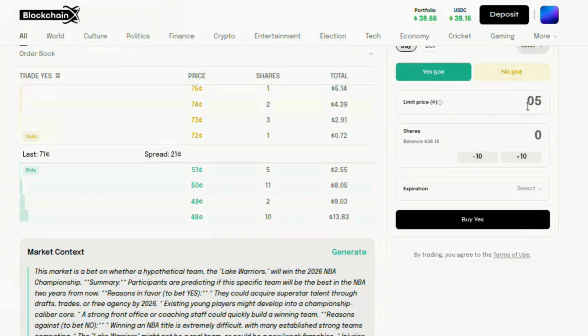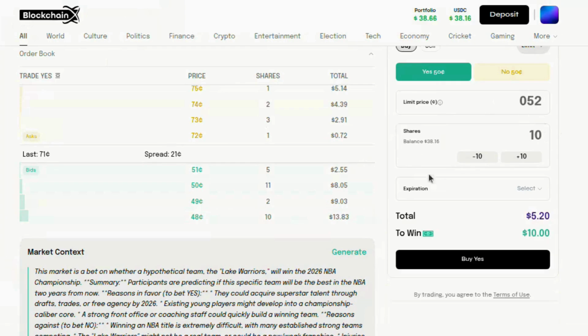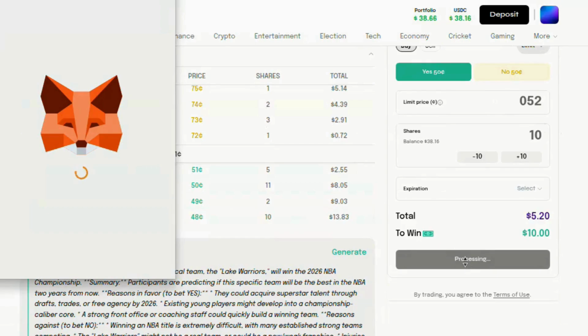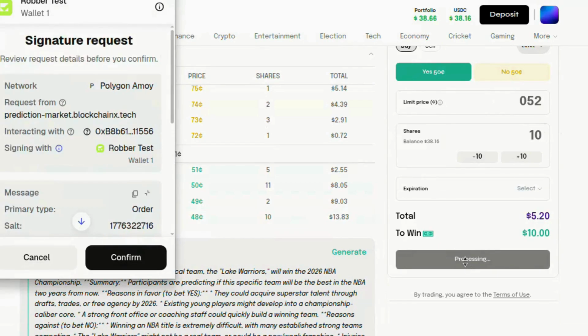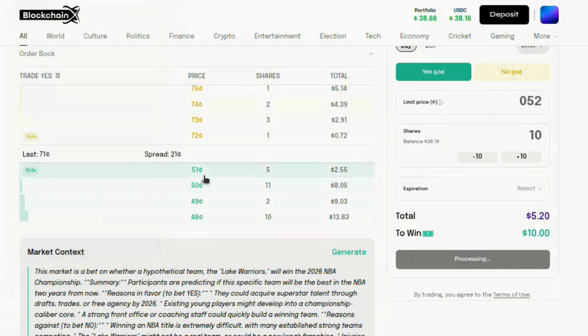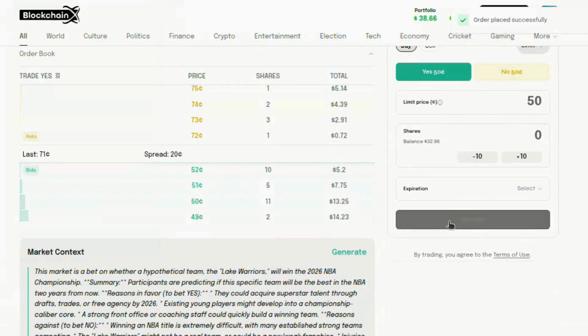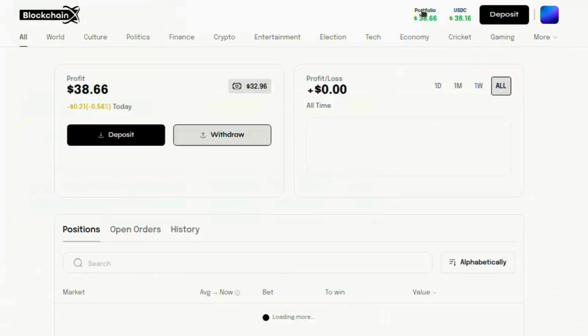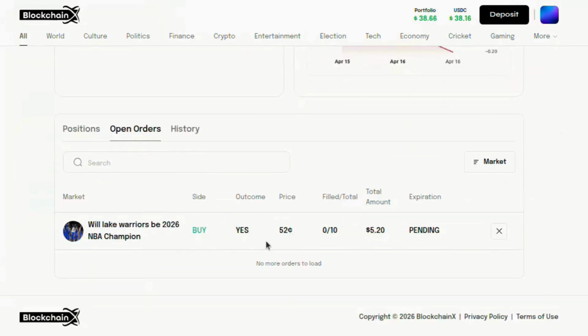Now, the user places a buy order for 10 Yes shares. Initially, there are no matching orders available in the order book. So, the order is placed in the order book and waits for matching trades. As new matching orders enter the market, the order starts getting filled gradually.